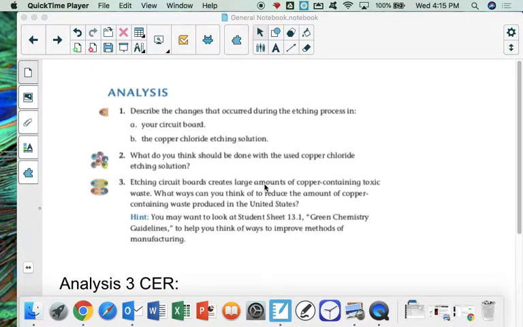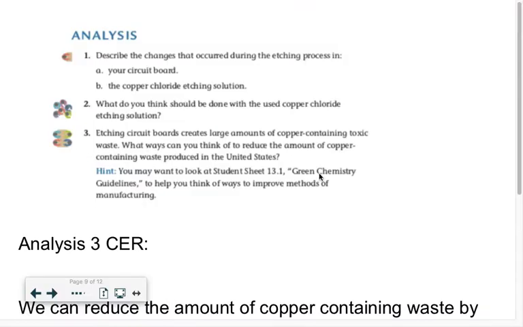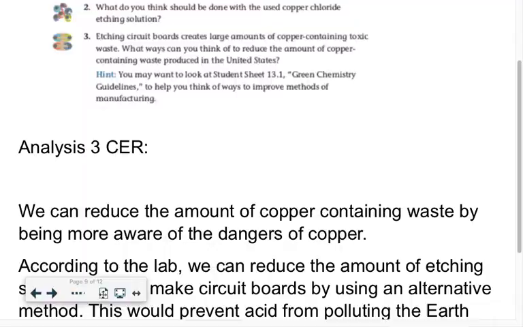Etching circuit boards creates large amounts of copper-containing toxic waste. What ways can you think of to reduce the amount of copper-containing waste produced in the United States? Hint, you may want to look at Student Sheet 13.1, Green Chemistry Guidelines, to help you think of ways to improve methods of manufacturing. So I've started a sample analysis 3 CER. I'm going to scroll down so that way I can show it to you.